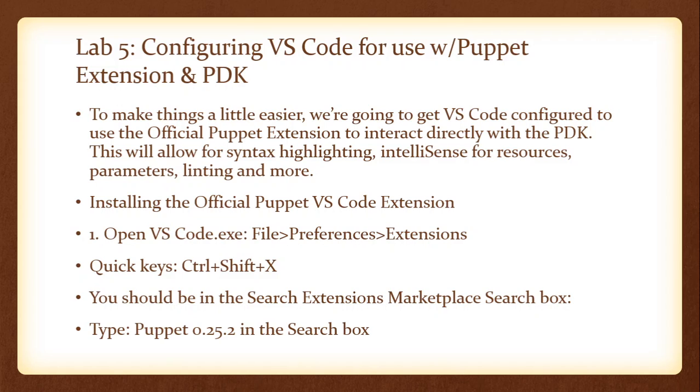Okay, now we're going to move on to Lab 5. Lab 5 is configuring VS Code for use with the Puppet extension and PDK. To make things a little easier, we're going to get VS Code configured to use the official Puppet extension to interact directly with the PDK. This allows for syntax highlighting, IntelliSense for resources, parameters, linting, and more. Install the official Puppet VS Code extension.